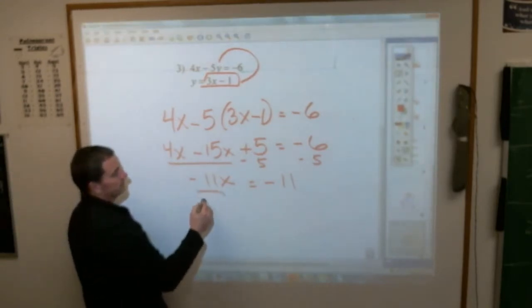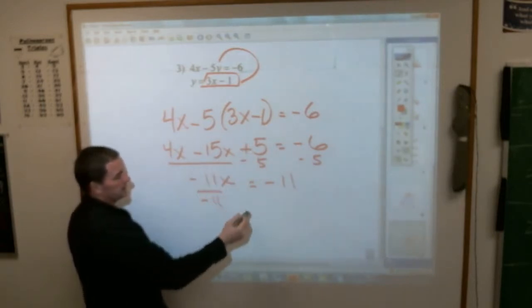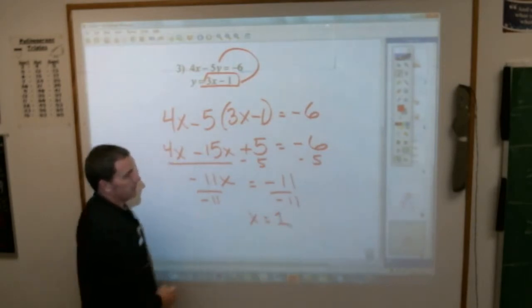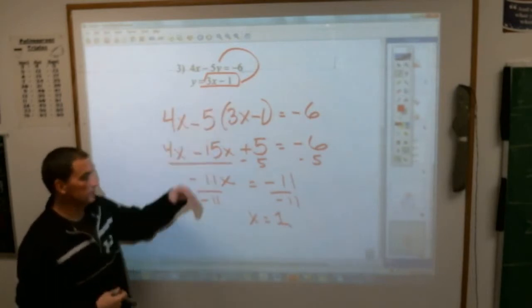Yeah, I divided that. No, that's addition and subtraction. You only divide when you get to the end and you try to separate this. So it's negative 11 divided by negative 11, which is a positive 1 for x. Put 1 in for x there. 3 times 1 is 3, minus 1 is 2, so y equals 2.